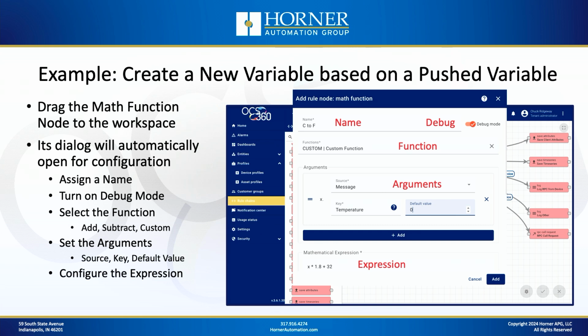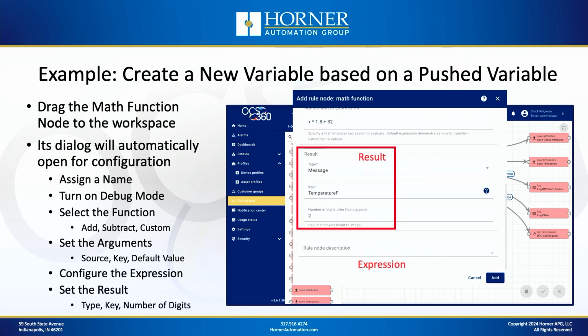We fill in a default value, which we'll put in as 0, and then we fill in the mathematical expression at the bottom. Now, of course, this is what we need to do for the math function node. So that's what I'm showing you today. So at the bottom there, by the expression label that I've placed on the screen, you can see the particular equation that we're going to be executing, x times 1.8 plus 32. That's the one right there. Okay. Now we're almost done, but not quite.